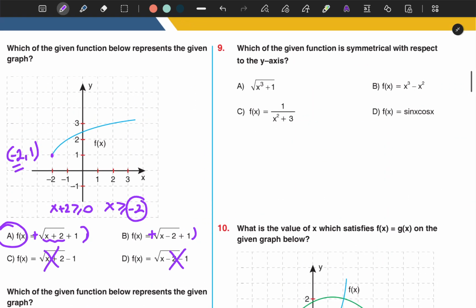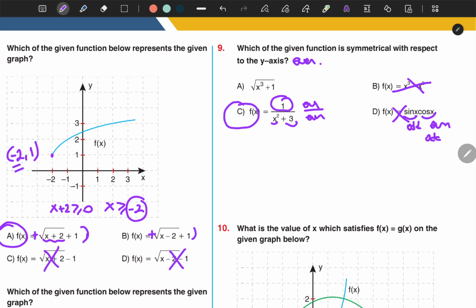Okay, guys, next question. Which given function is symmetric with respect to the y-axis, which means even? When you look at B, we have a mixed power, so directly this is neither. Sine is odd, cosine is even. When I multiply them, it will be odd, so eliminated. The up part is a constant, which is even. The down part is even. Even divided by even, of course, will be even. This is my answer.